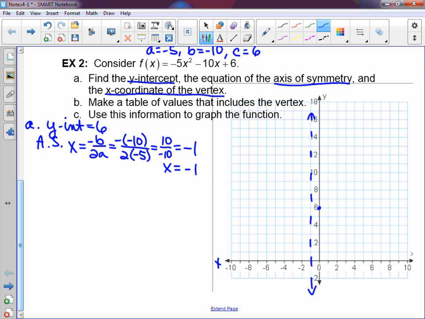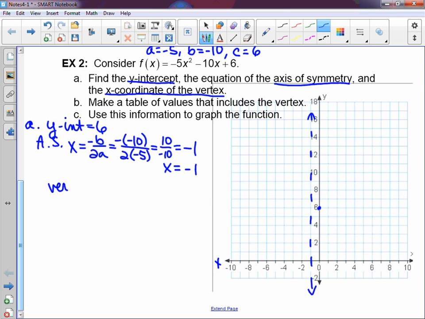Trust me, I am showing you the very easiest way to graph these on your paper. Someone's done all the hard work for you. Someone's already discovered that I can just look at C and that's the y-intercept. I can put B and A in this axis of symmetry formula and find out what the axis of symmetry is. There's no guessing on this. And the x-coordinate of the vertex.